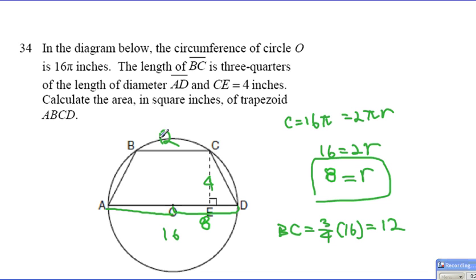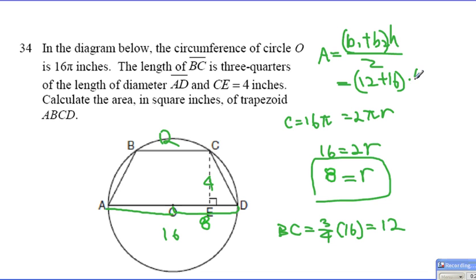So the way we can find the area of the trapezoid is base 1 plus base 2 times height divided by 2. Then we end up getting what? 12 plus 16 times the height, which is 4, divided by 2. Then, in this case, 28. So therefore we end up getting 56 as our answer.